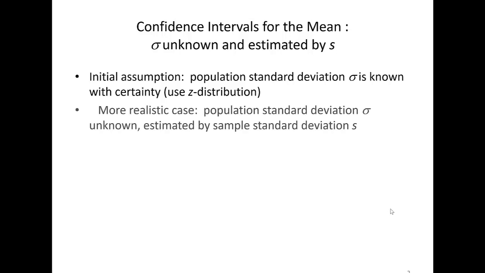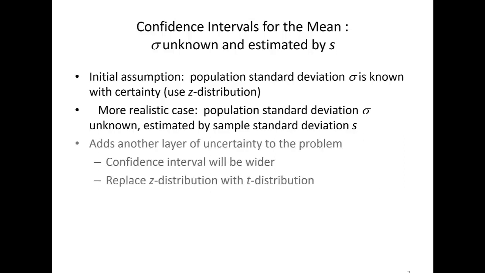And you might say, well, that's not that realistic, because if I don't know what the mean mu is, how am I supposed to know what sigma is? And so more commonly, we are going to use our sample data to estimate the sample standard deviation S and use that in place of sigma. When we do that, we get an additional layer of uncertainty in the problem. In other words, we're not just uncertain about mu, but we're also uncertain about sigma.